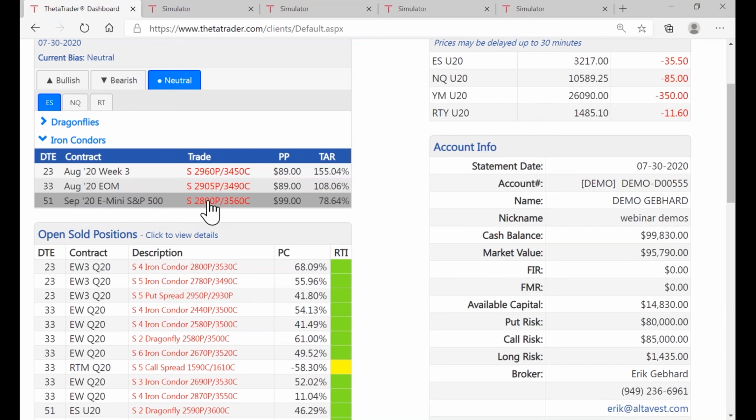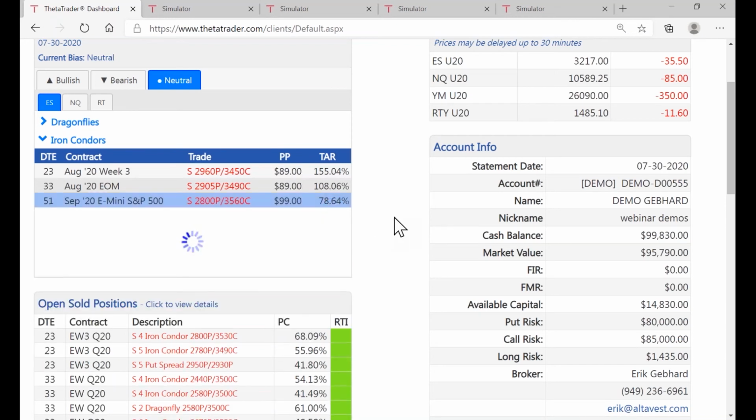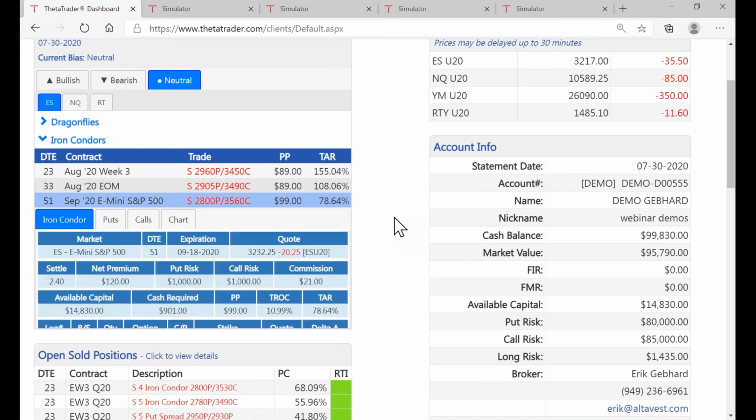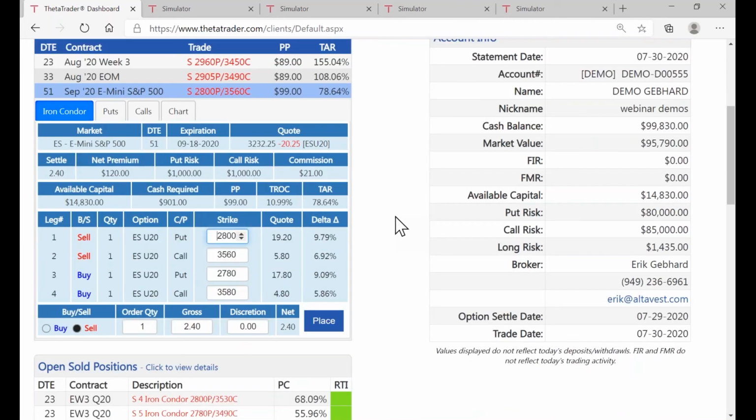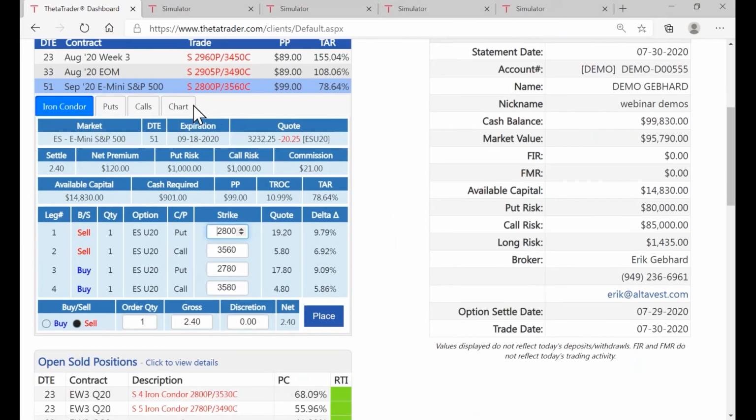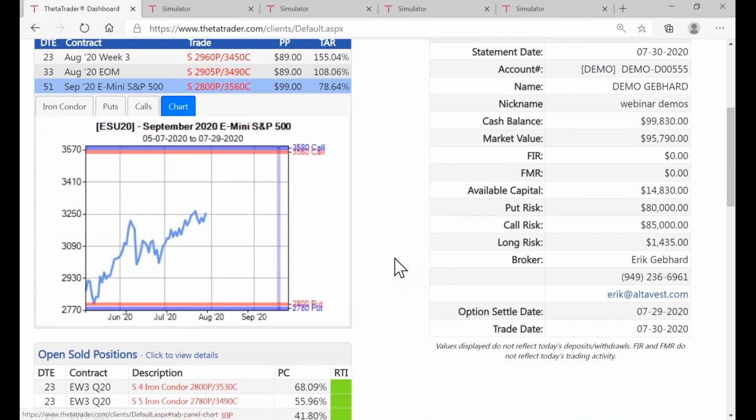And let's look at this one here. We'll click on that. And let's look at all of the information and drill down. First thing I like to do is look at the chart. So here's where we are. Here's where the market is. You're selling this out of the money call spread and put spread. And you're looking for the market to move forward and basically stay in that range between now and expiration.